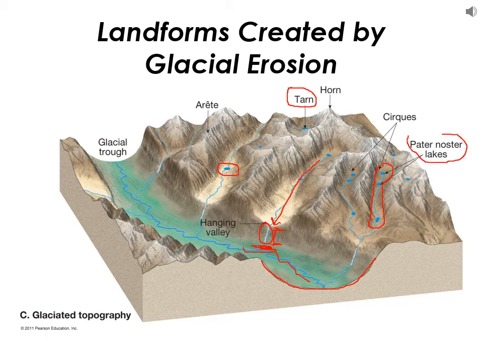Paternoster is Latin for our Father, and that's because some people think these look like a string of rosary beads, right? Because you have the lakes here connected by the string of the stream, so paternoster lakes. And then we have the same landforms here. We have those knife edge ridges, those arêtes. Here's our horn up here, and our cirques, our big bowl-shaped depressions.